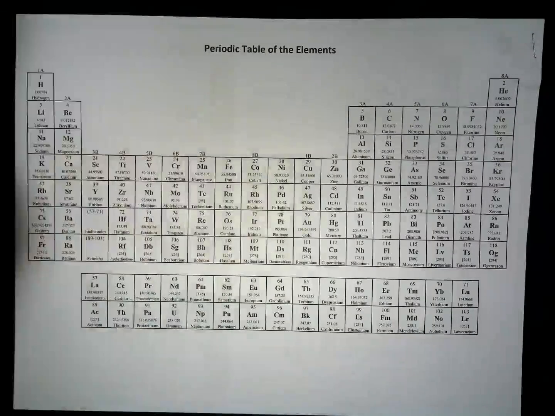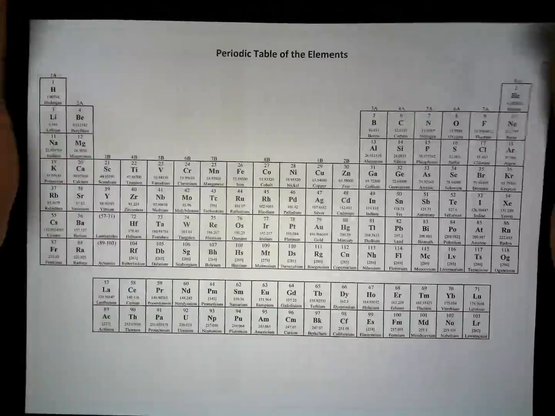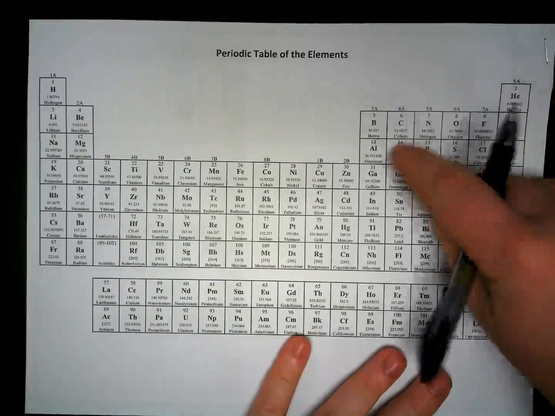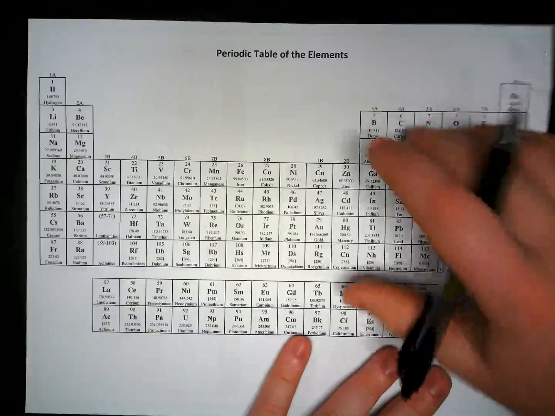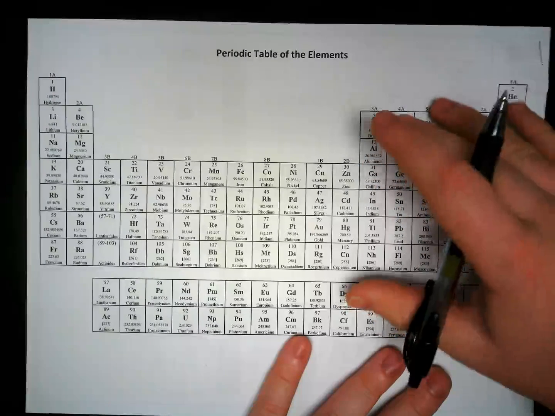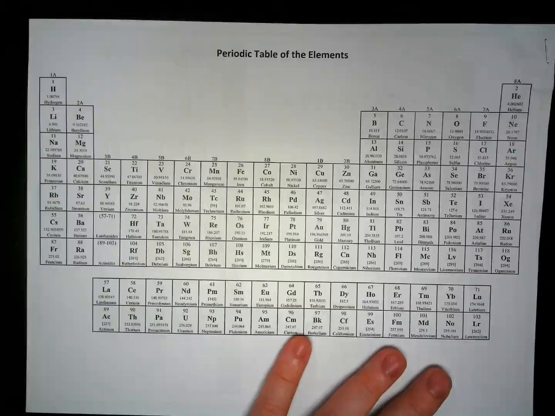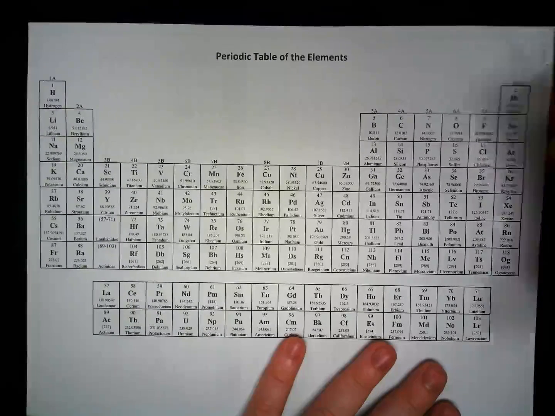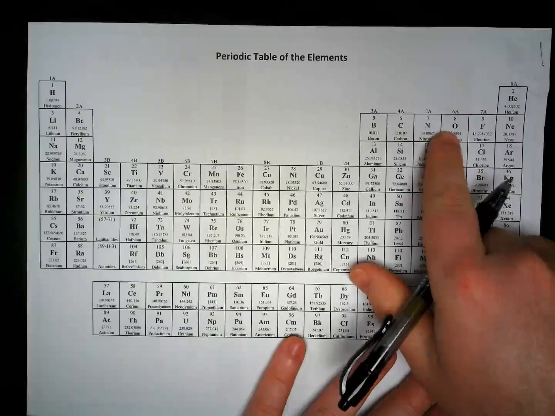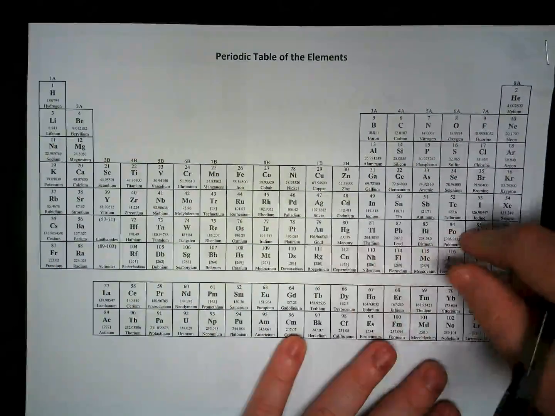So here is a periodic table, and this is the periodic table you guys are going to be using pretty much for the rest of the year. We're going to use it to show you how you can know the number of electrons in a given element. So let's take a look at it. Okay, so we have all of these lovely elements spanning across.